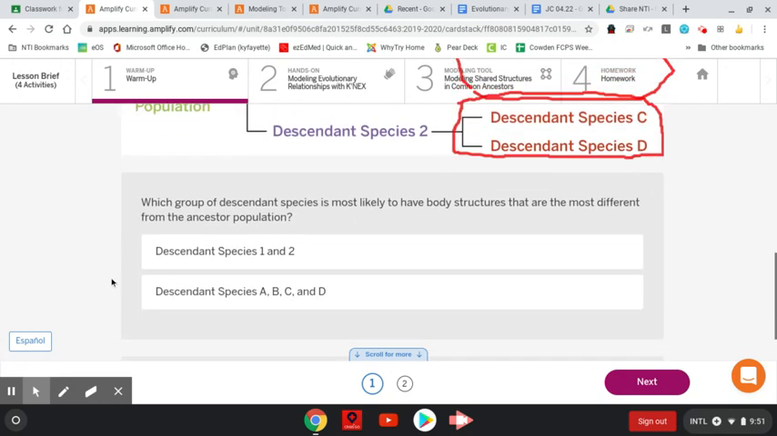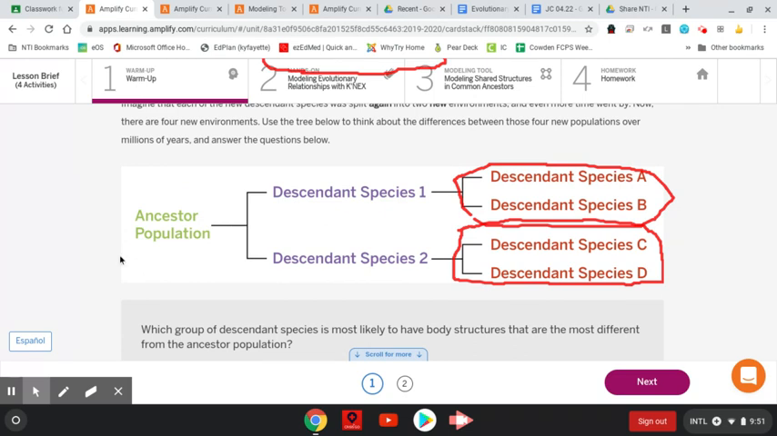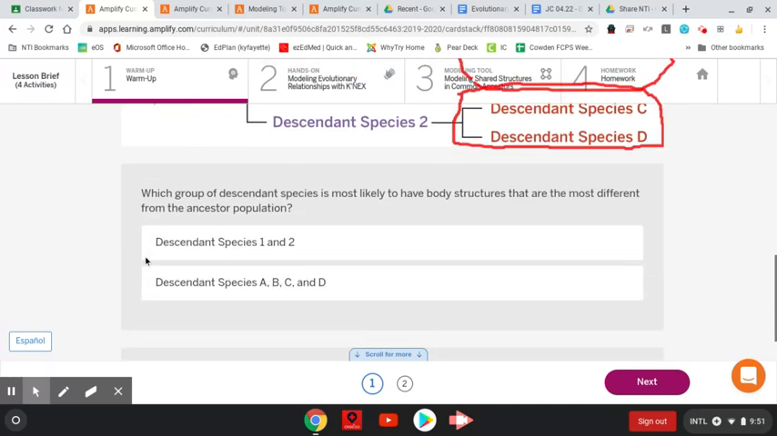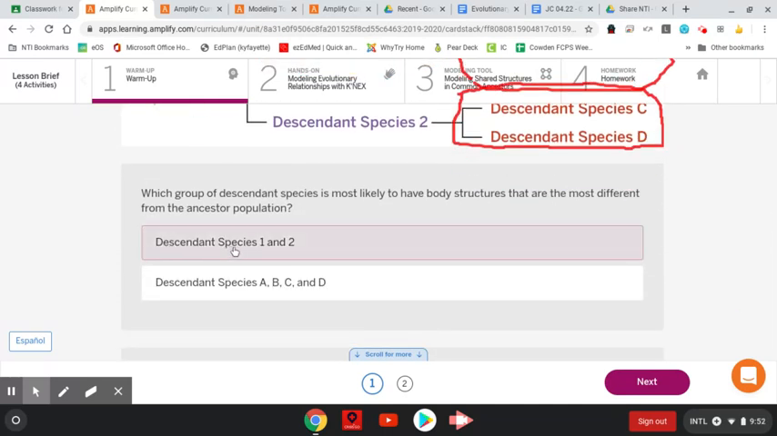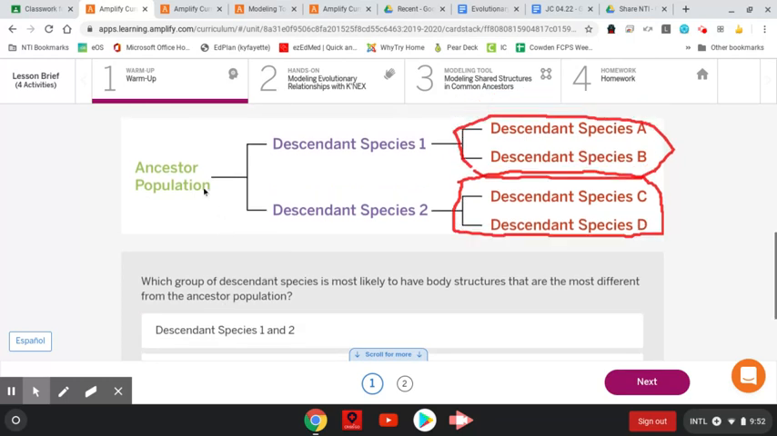Okay. So the question is, which group of descendant species is most likely to have body structures that are the most different from the ancestor population? So I would look at the second family tree, and you want to find the populations that are further away from the ancestor population. So your options are descendant species 1 and 2, and descendant species A, B, C, and D. Again, you want to look at the populations that are further away from your ancestor population right here.